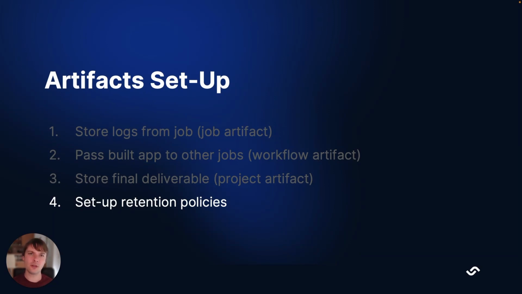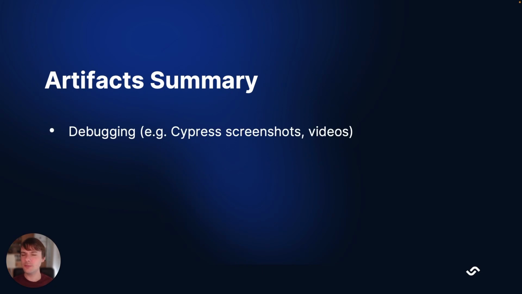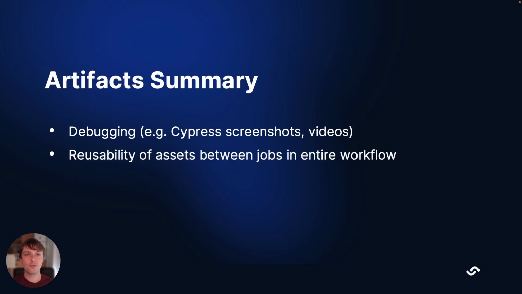Now let's do a summary of artifacts. We can use them for debugging. For instance, when we run our tests, if we use a tool like Cypress, it generates screenshots and videos, and we can save these in our artifact storage and check them out if something went wrong during our tests. The other thing is reusability. When we do our builds, we can reuse these files in our other jobs, in our entire workflow. The last one is analysis. If we have a bunch of logs that we store in our artifacts, we can use the after jobs part to push these logs into any log analysis tool.